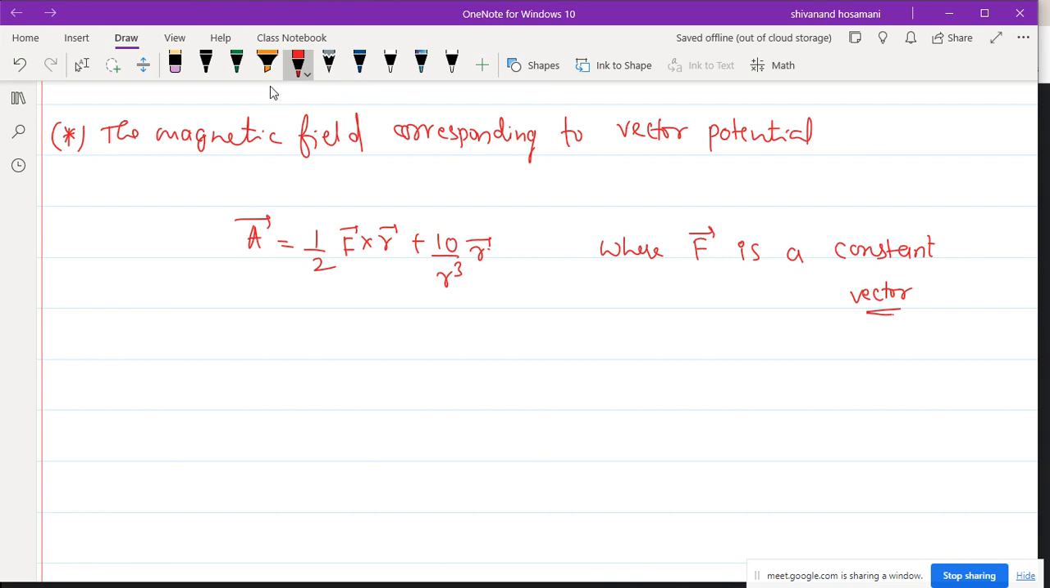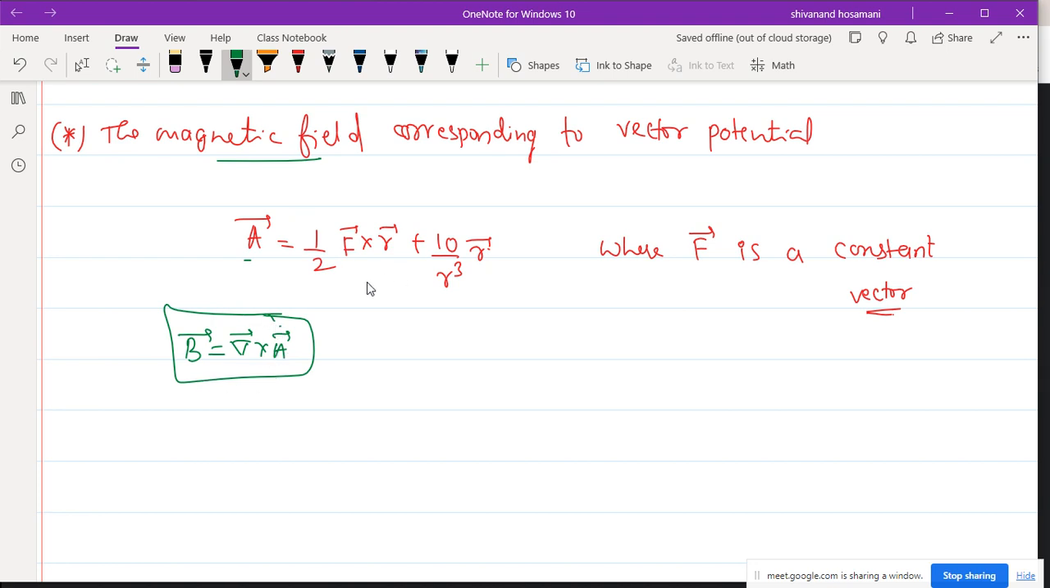they will ask for the magnetic field B. So now they have given you A and ask for B. What is the relation between B and A? The relation between B and A is: B vector is equal to del cross A vector, isn't it? Therefore, if you apply this, calculate B.